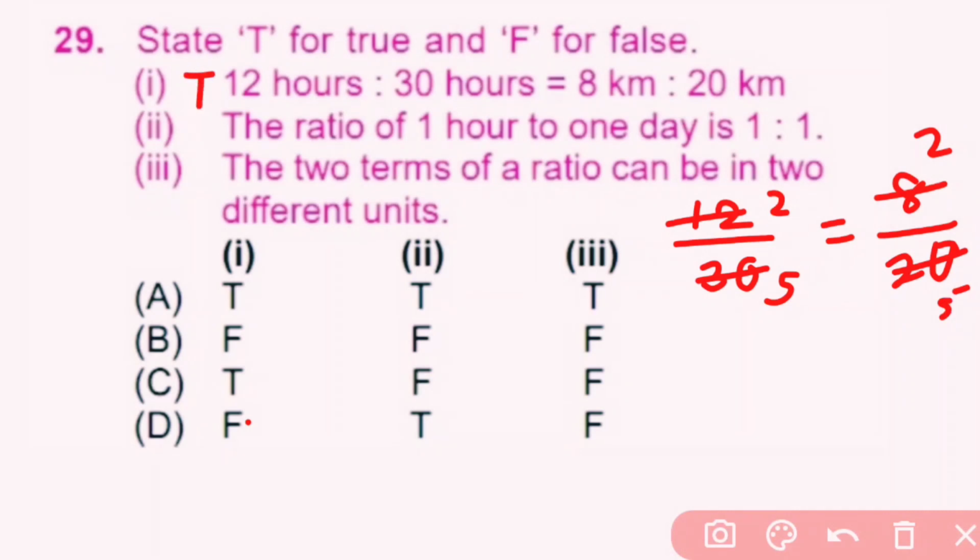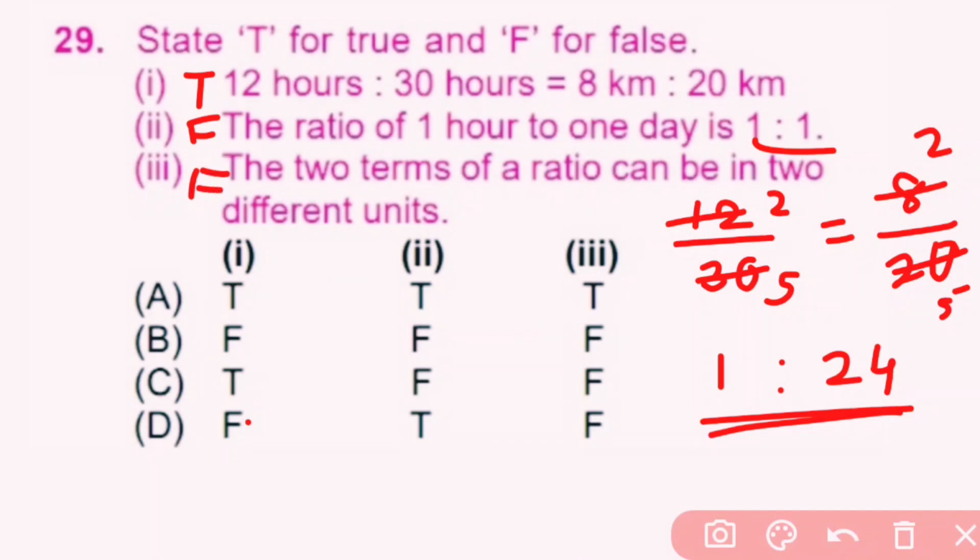Option 2 is the ratio of 1 hour to 1 day. In 1 day there are 24 hours. So it is not the same as this. So this statement is false. Option 3. The two terms of a ratio can be in two different units. No, it is a false statement because two terms of a ratio must be in the same unit. So here C is the correct answer.